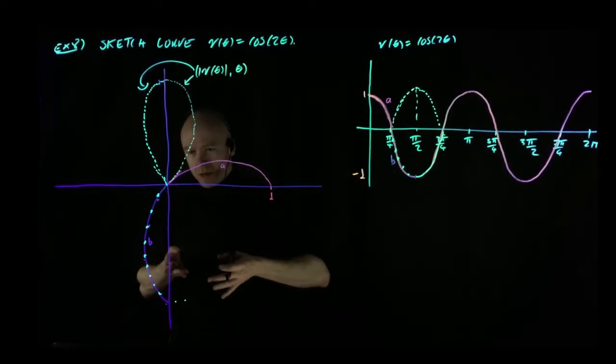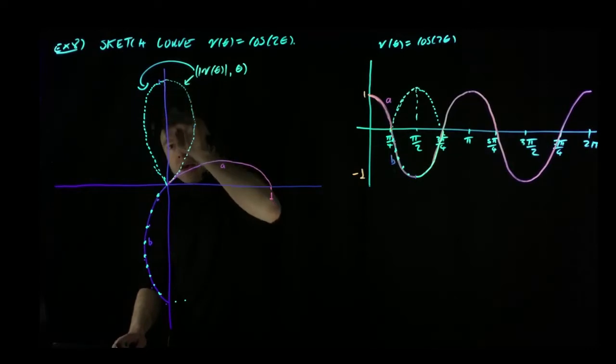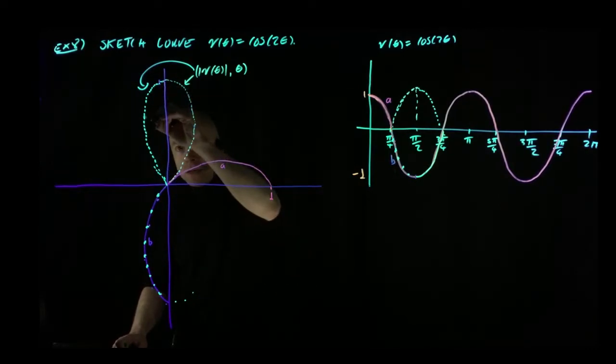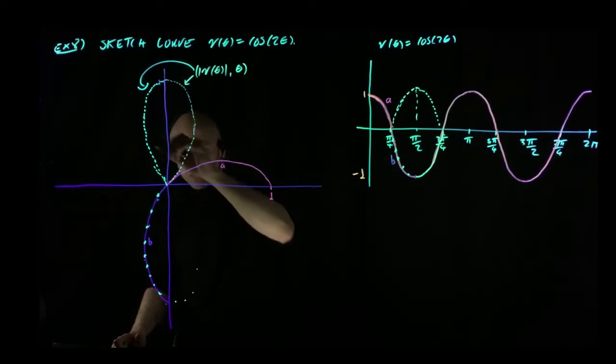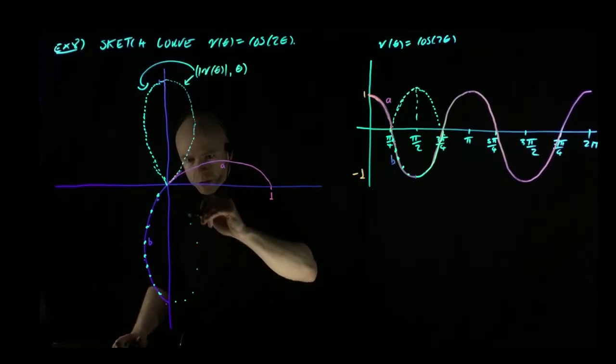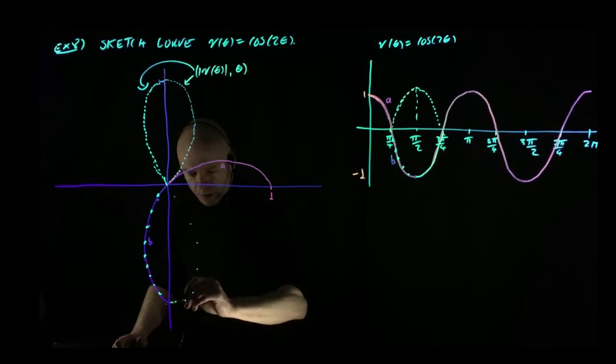Okay, back to this task. We are doing the mirror image through the origin. So as we go along here, this point corresponds to this one, which corresponds to this one, and we've got something like this.